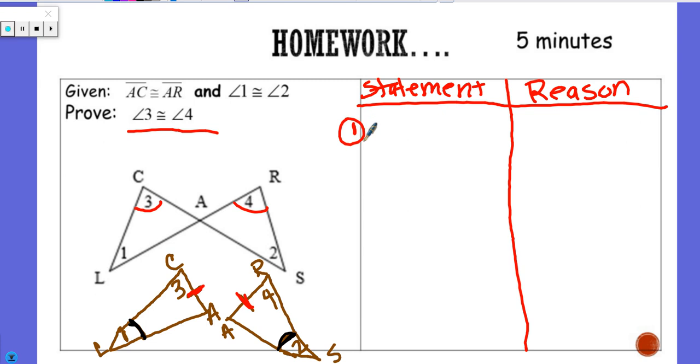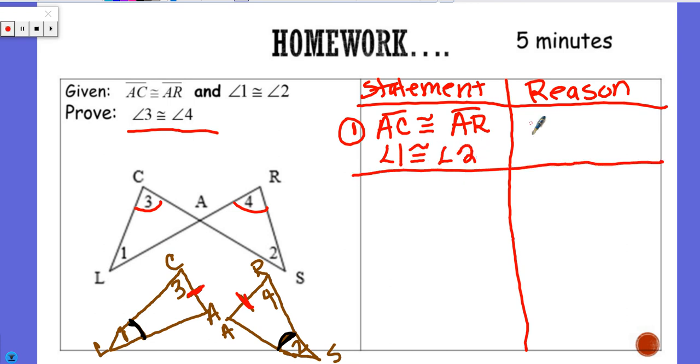Okay, so number 1, the first one is always the given. So we're just going to say AC is congruent to AR, and measure of angle 1 is congruent to the measure of angle 2. And all of that I can write is given. Everybody should always get the given right, please, that's always first. Sometimes they break it up where they put the given on 2 lines, one given on one line and the next given on the next line. That happens sometimes, but generally we put it on 1.